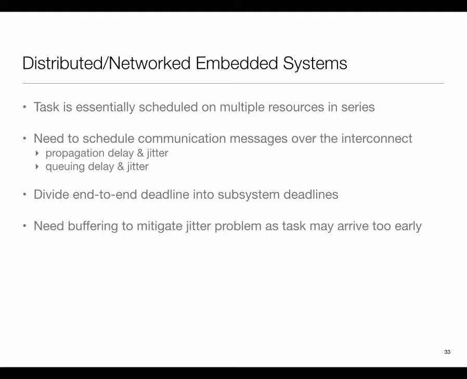And I give you a deadline, let's say D, which is from the point the sensor sample arrived to the point the output has to be generated. I have 3 systems in play: processor 1, network, processor 2. How should I divide my overall deadline among these 3? It's pretty tricky as well. Again, it's an NP-hard problem. There are no good algorithms to do it.